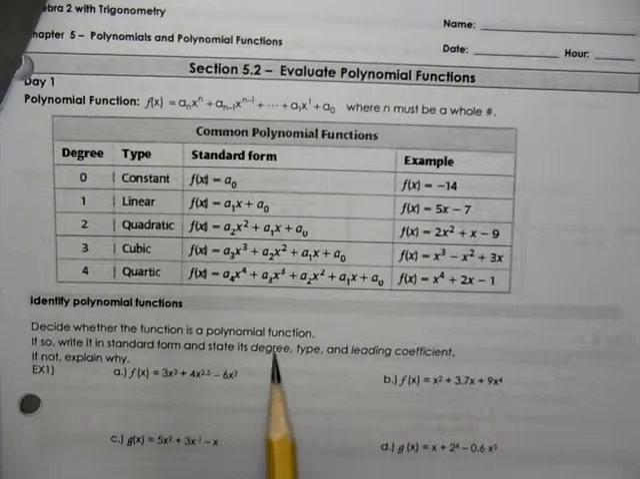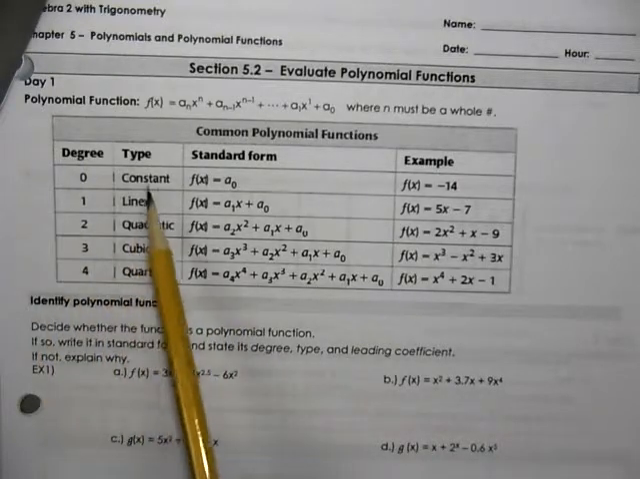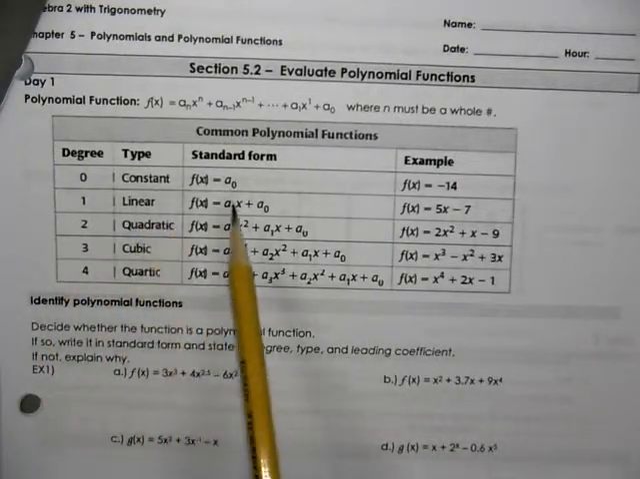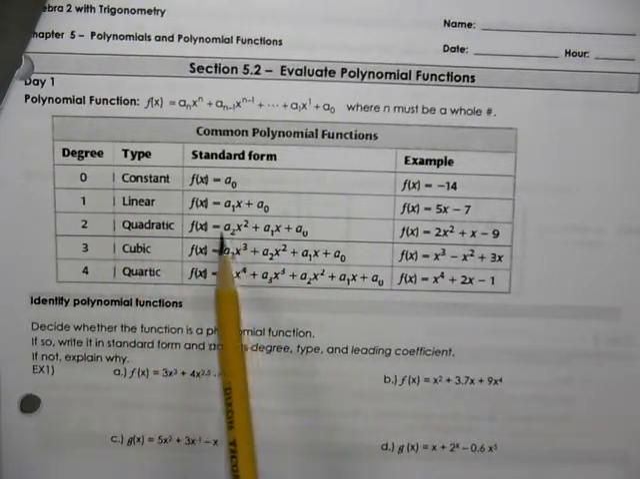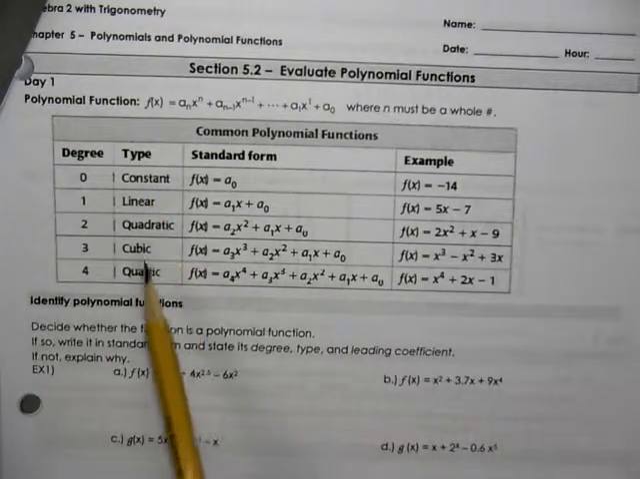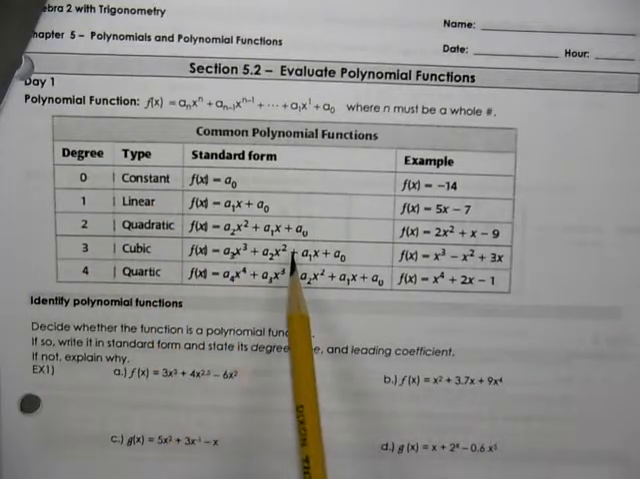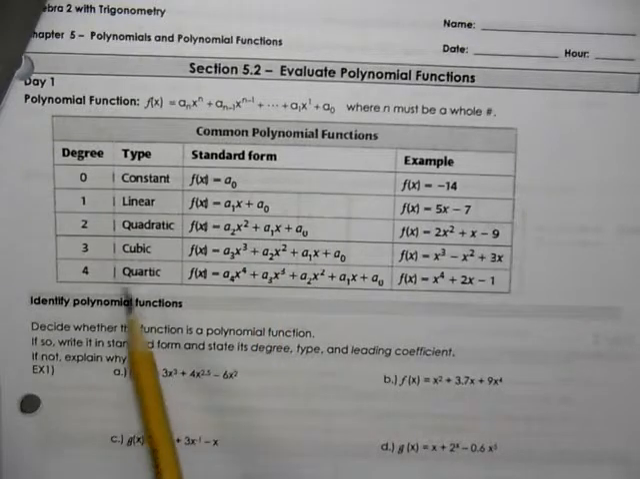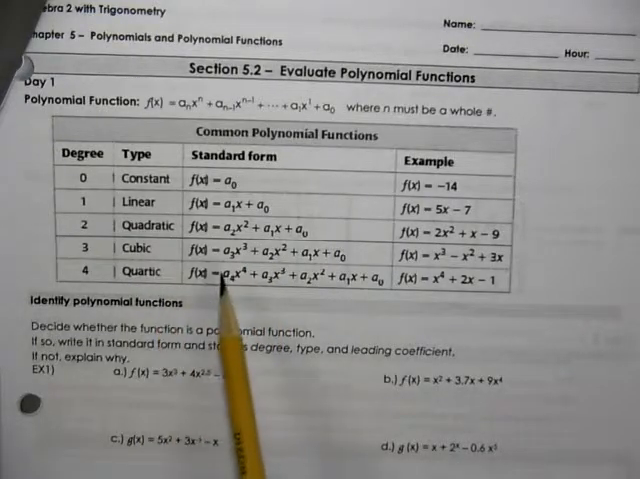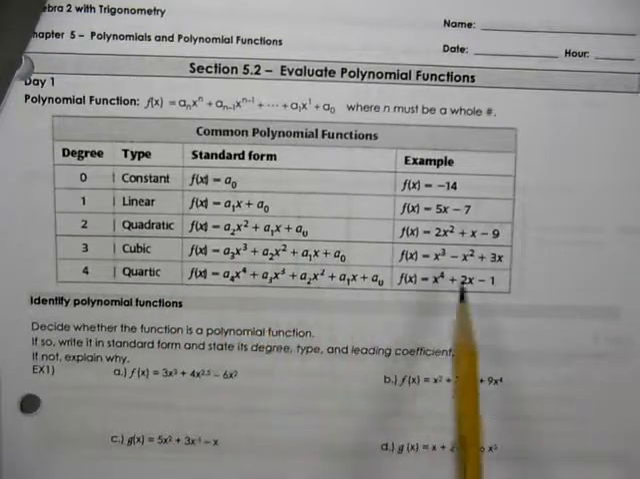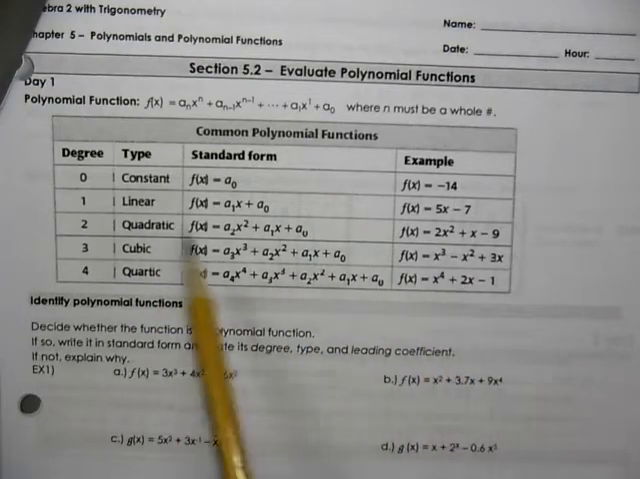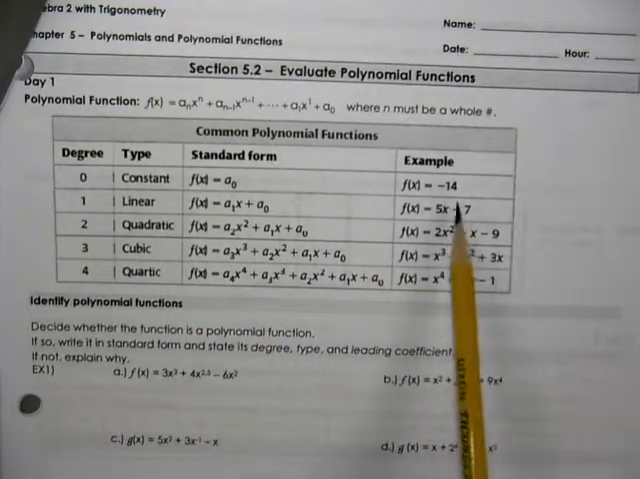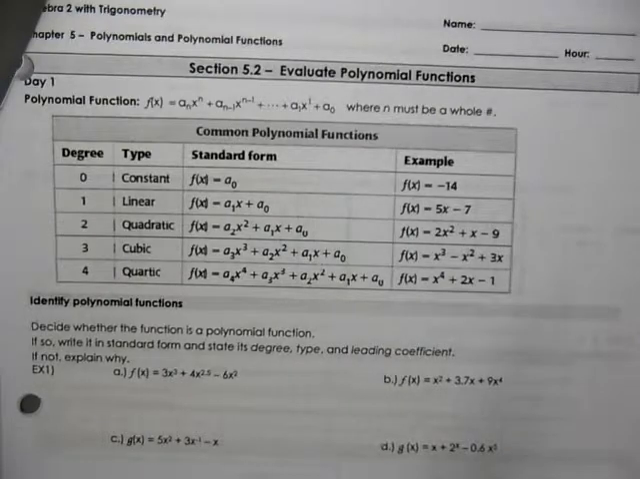Well, here's a polynomial. In a polynomial, you can have a constant, you can have a linear polynomial, a quadratic polynomial. Those we have done in class already. A cubic polynomial, something to the third power. A quartic is a polynomial to the fourth power. So here are some examples of what an equation might look like if it was quartic, cubic, quadratic, linear, and a constant.